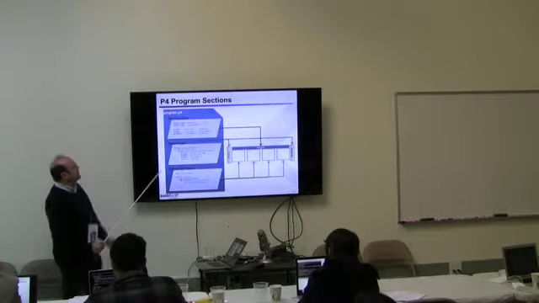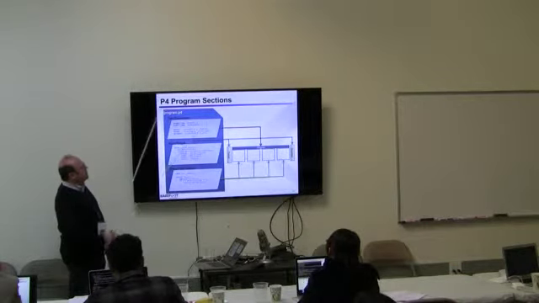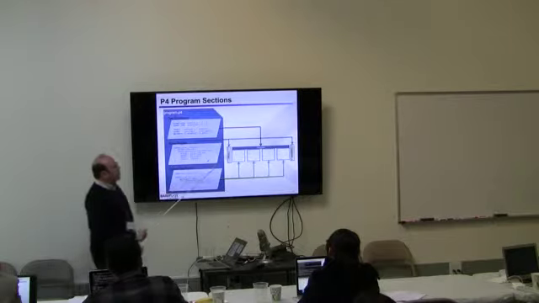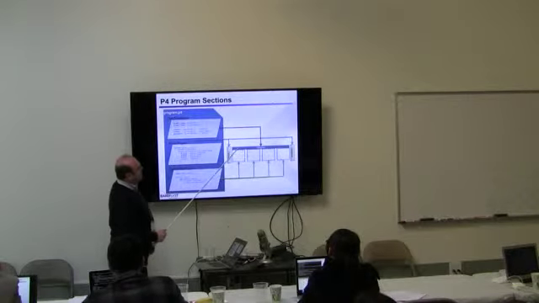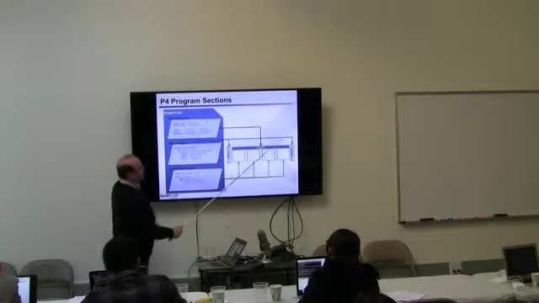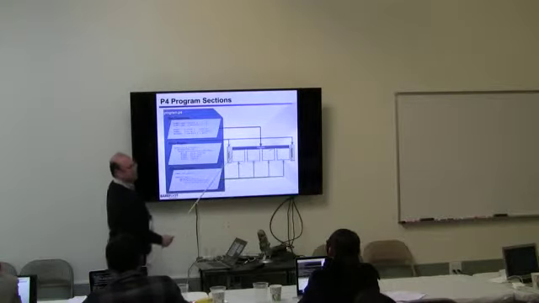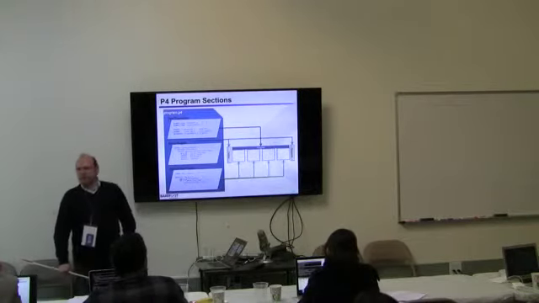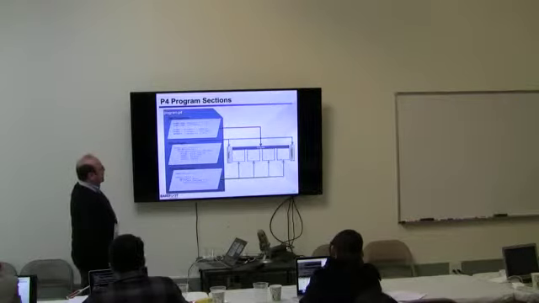So the first section is data declarations. This section is really responsible for explaining and declaring how we'll deal with the metadata, what will be on the metadata bus, in what form, and so on.